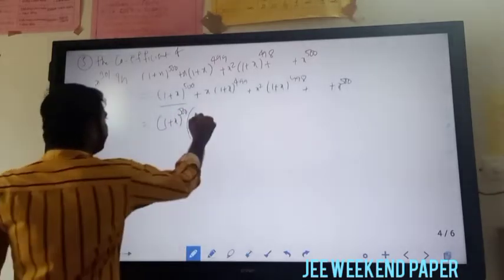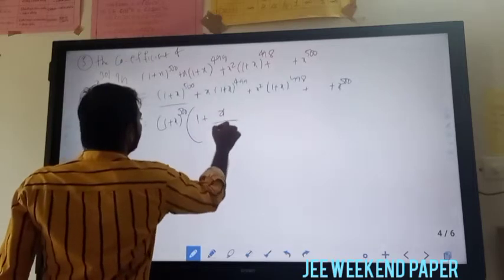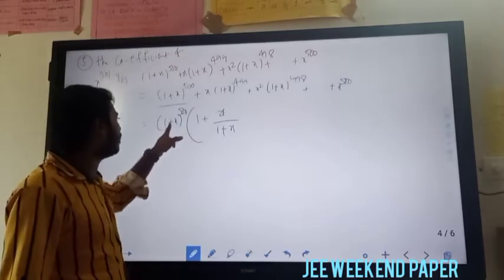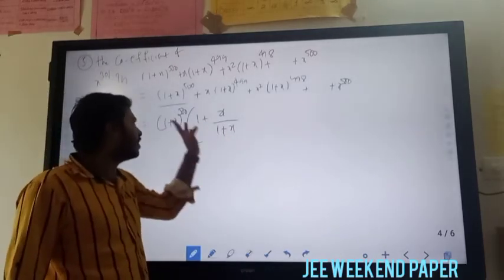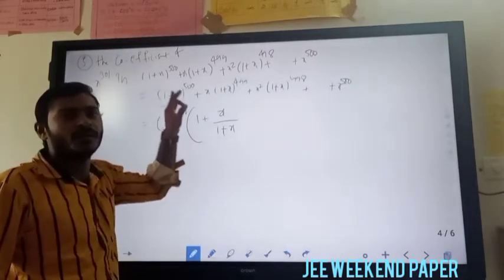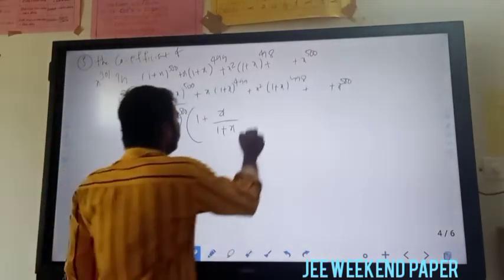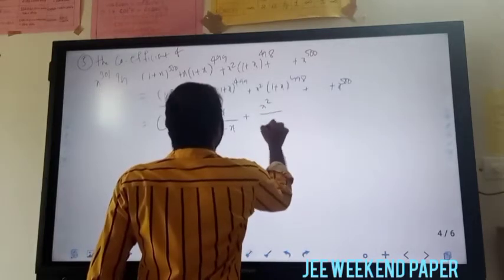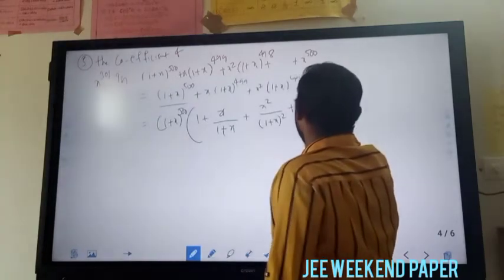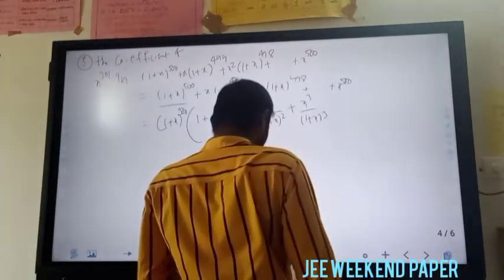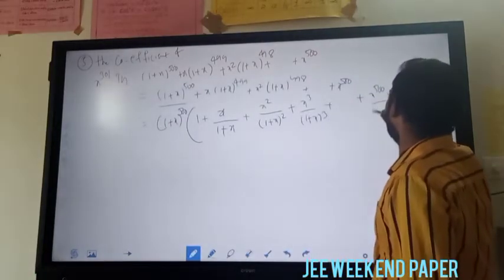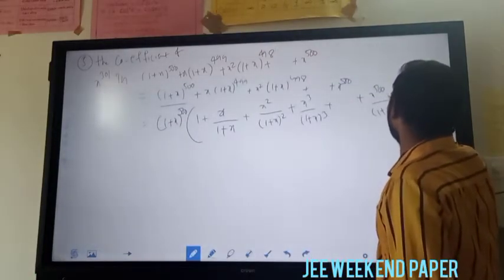Now here we get 1 plus x into 1 plus x. Now how am I getting it? Under here, 1 plus x whole power 500, here 1 plus x will be cancelled, we get 1 plus x whole power 499. Now here x square by 1 plus x whole square plus x cube by 1 plus x whole cube, and so on up to x power 500 by 1 plus x whole power 500.